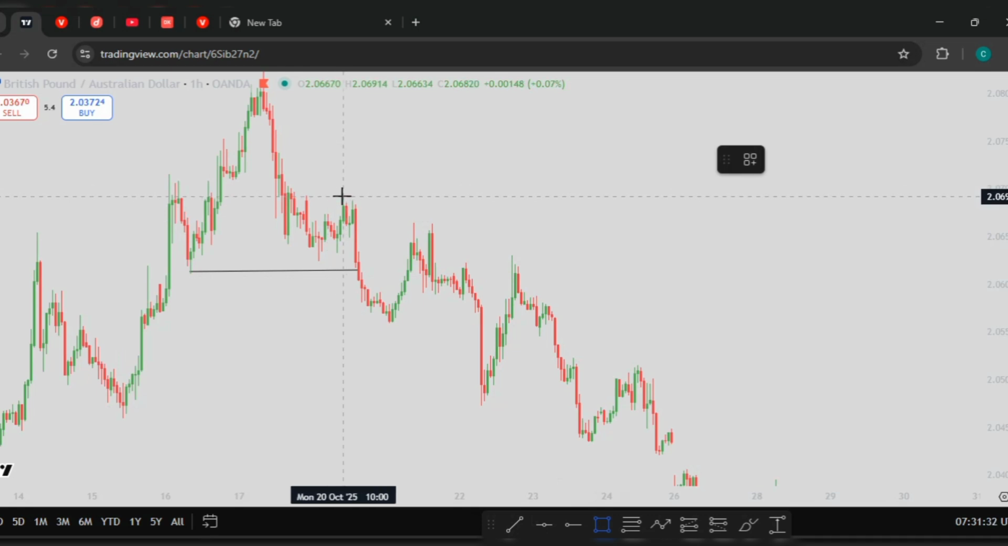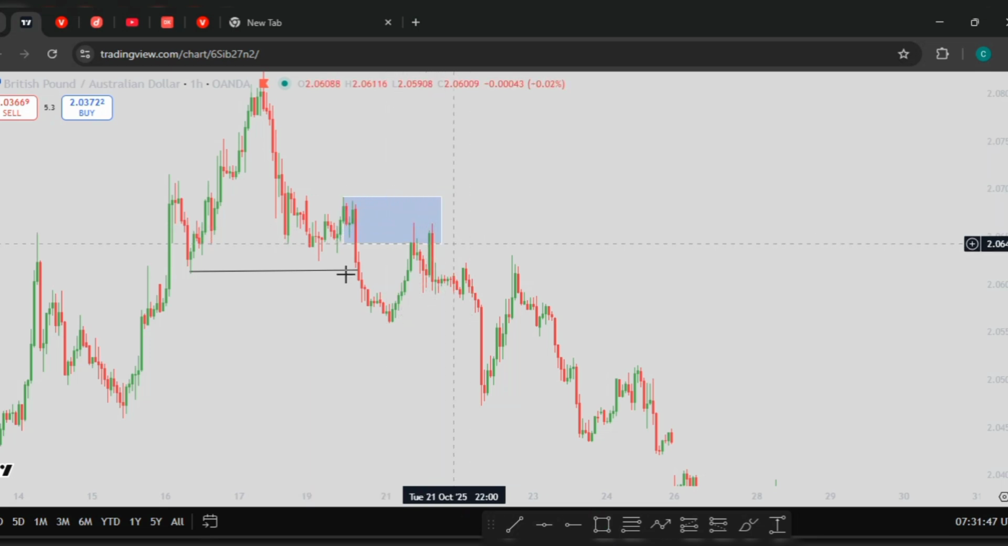Since we've gotten the market direction from the higher time frame, this market is currently bearish. This is the 1 hour time frame on GBP. So you should be looking for opportunities for sales. Now you can highlight this zone here. This is a supply zone. You highlight this zone and you wait for price to come back up here.